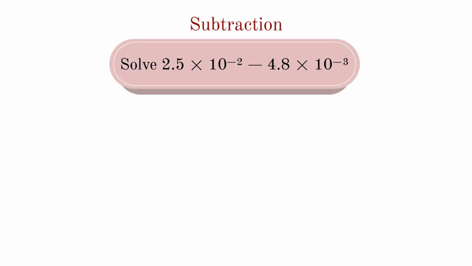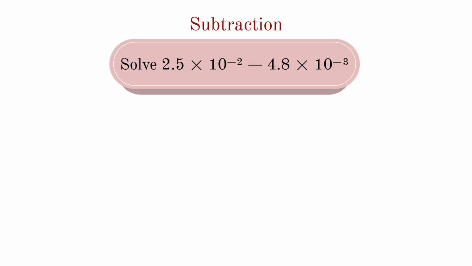Now let's see subtraction. 2.5 into 10 to the power minus 2 minus 4.8 into 10 to the power minus 3. Again the exponents are different. One is 10 to the power minus 2 and another one is 10 to the power minus 3. Now you can either convert 10 to the power minus 2 into 10 to the power minus 3, or you can convert 10 to the power minus 3 into 10 to the power minus 2.